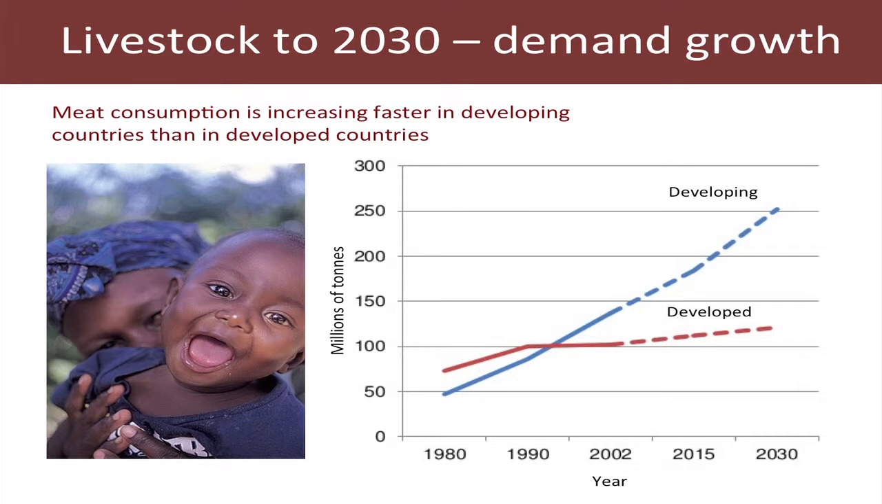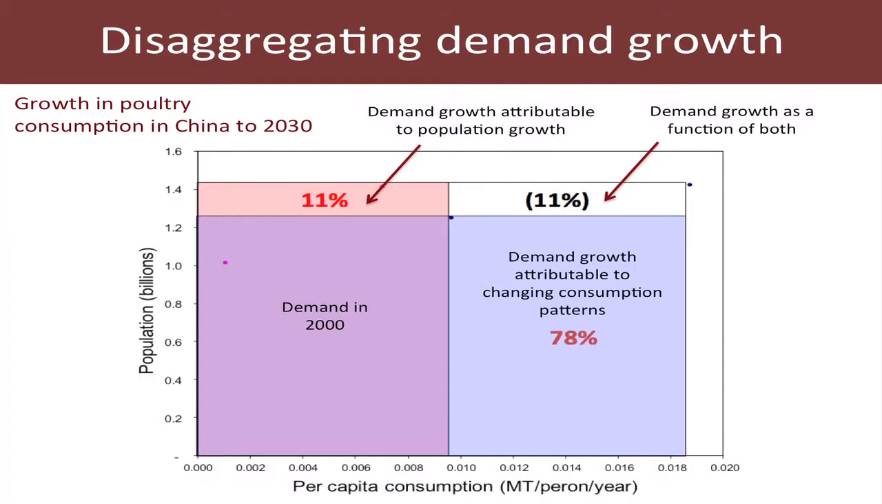There's a very clear pattern whereby developing countries are advancing much more quickly than developed countries. And the way in which this demand happens determines the way in which the sector will respond. So this graph here shows per capita consumption along the bottom. It's for poultry meat in China, and population growth up the side. Now, the purple area here, the area of this square here shows demand in 2000. And if population were only to grow, we would have that 11% increase in demand above there. But if it was just per capita consumption, we would have this 78% increase along the horizontal axis.